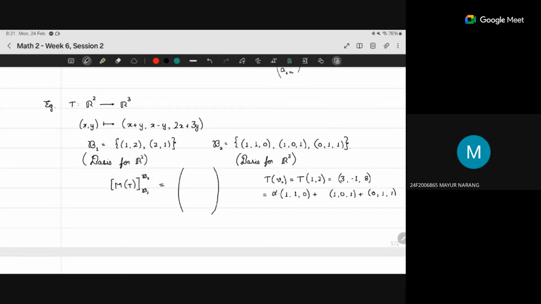Let's call the coefficients A, B, C. Since (3, minus 1, 8), or any vector in R3, can be expressed uniquely in terms of any given basis. Is that okay? That is the definition of a basis. A basis is one in which every vector in the space can be expressed uniquely as a linear combination of elements from the basis.